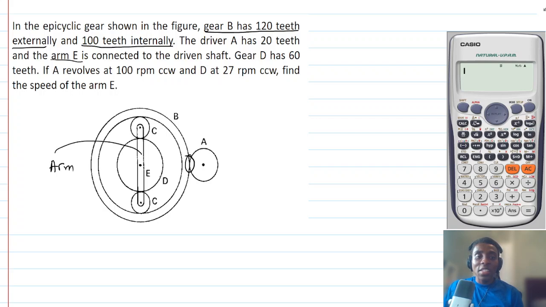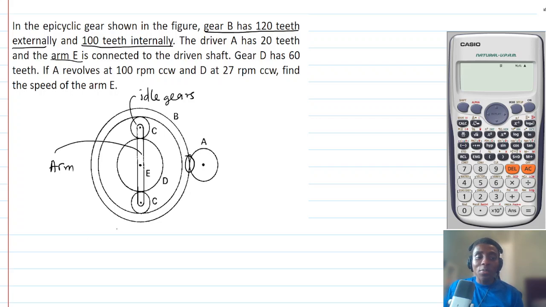And then this is D. Essentially C and C here are idlers, or idle gears. They don't really do anything, but they are just in position so that they can hold the arm. The most important thing to talk about is the interaction between A and B, and then between B and D, because E, the arm, is connected to D, so there is going to be some form of relative motion.